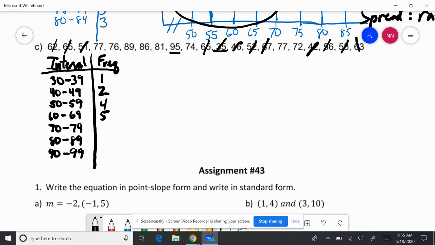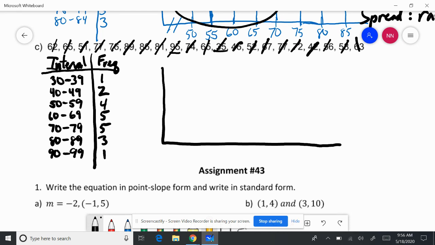Now I'm going to look for the numbers in the 70s. 1, 2, 3, 4, 5. And I'm going to look for the numbers in the 80s. 1, 2, 3. And the numbers in the 90s. 1. So I'm going to come up with my histogram.